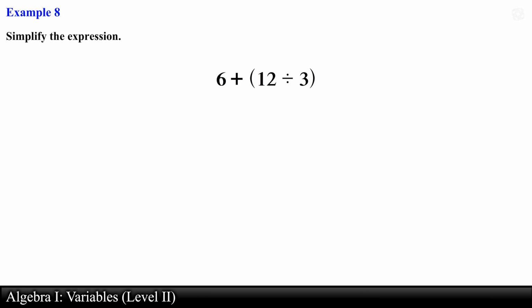6 plus the quantity 12 divided by 3. We work with the parentheses first, so we get that 12 divided by 3 is equal to 4. We add that to 6, which is equal to 10. Try the next one. 29 minus the quantity 0 times 9.